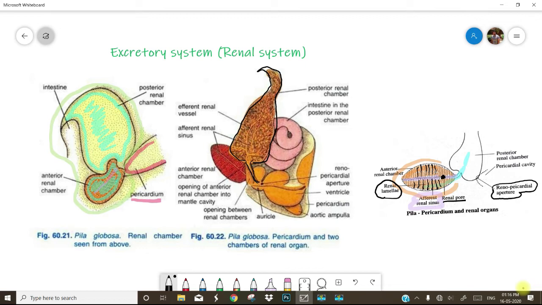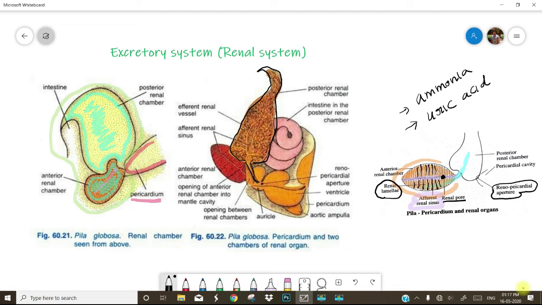So that is all about the excretory system which is seen in Pila globosa. Through this excretory system, it eliminates the nitrogenous waste products. It has two modes of nitrogenous elimination. In water, it eliminates ammonia, and if it is on land, it eliminates uric acid.